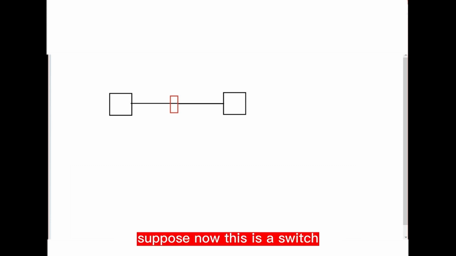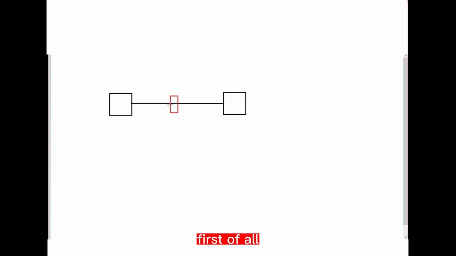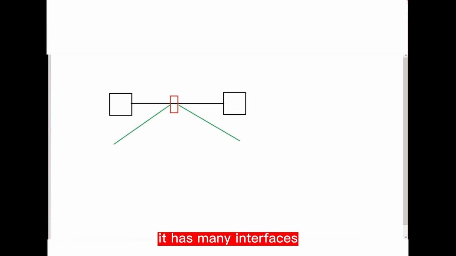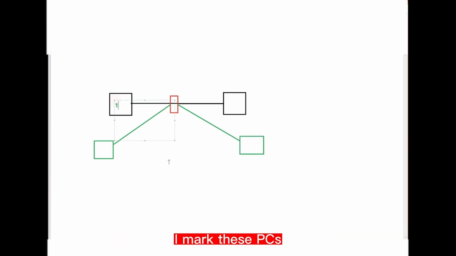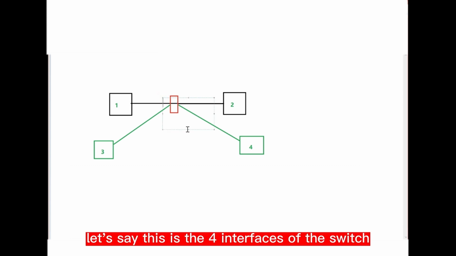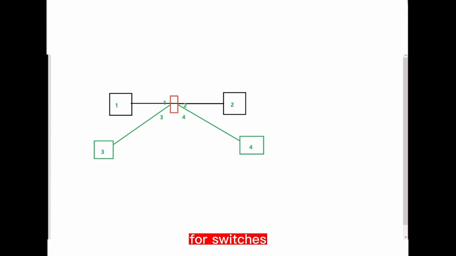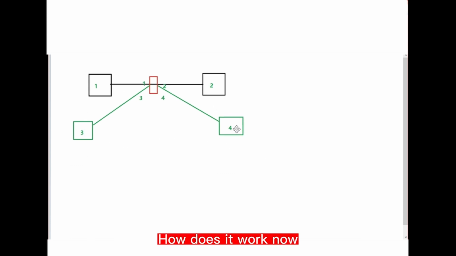Suppose now this is a switch. What can a switch do? First of all, it has many interfaces. I can now connect other devices to this switch. I mark these PCs 1, 2, 3, 4. 4 devices, connected to the 4 interfaces of the switch. How does it work now?